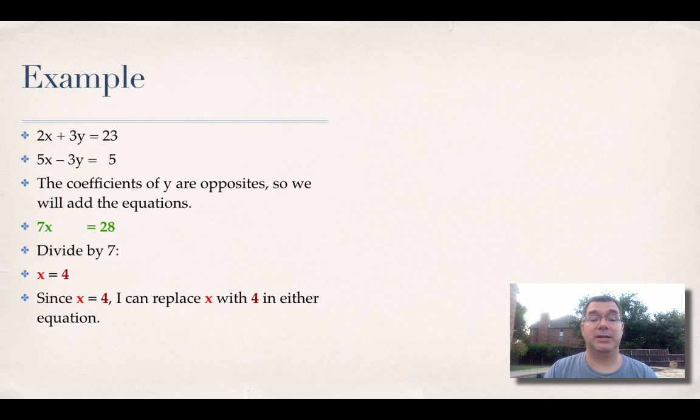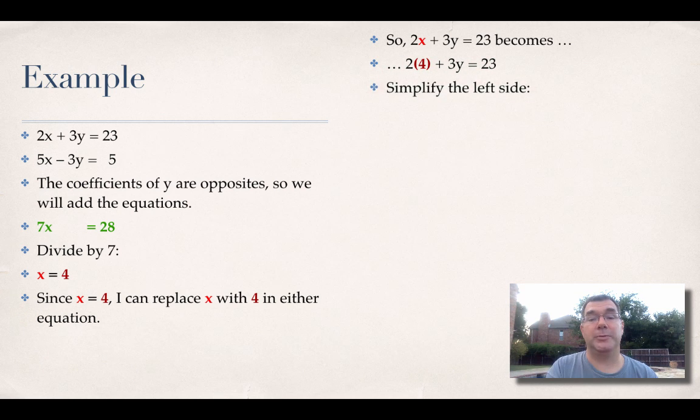But since I know that x is equal to 4, I can go back to any original equation and replace x with 4, and that's going to give me an equation that just has y in it. So starting with the first equation that I was given, 2x plus 3y equals 23, that's going to become 2 times 4 plus 3y equals 23. I know that 2 times 4 is 8, so I can change that. So 8 plus 3y is 23.